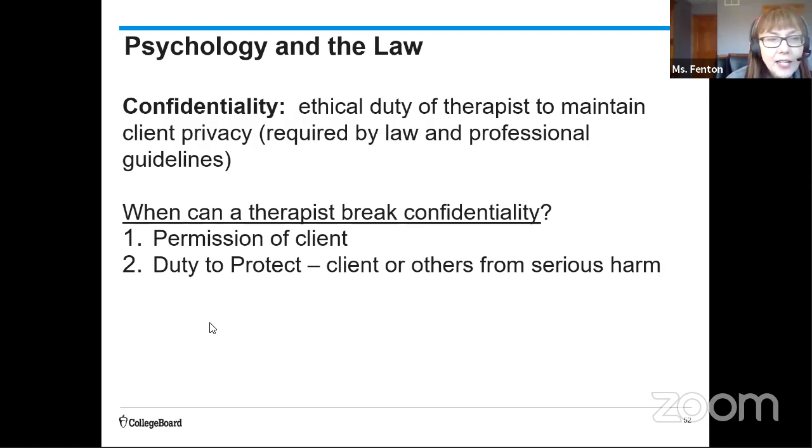And there are only a couple real exceptions where therapists are allowed to break confidentiality. One, of course, would be with client permission, and the other one is a little more nuanced. This is if they are compelled to break confidentiality if the client or others are in danger of serious harm.